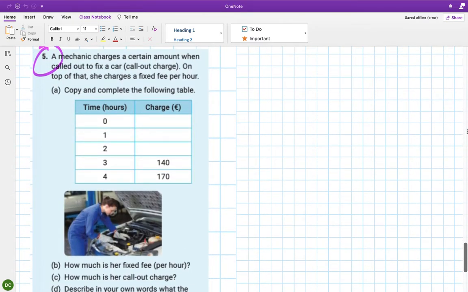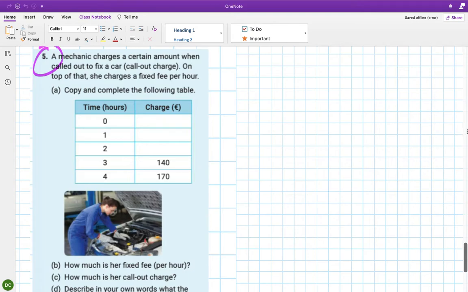So we'll go on here with the mechanic. A mechanic charges a certain amount when called to fix a car. It's called a call-out charge. So that'd be quite a normal thing. So if you need someone to come and fix your washing machine, just to get that person to come to the house normally costs about 60 or 70 quid. Plumbers, electricians, like people who fix gas boilers, they would all have a call-out charge. So even if they come out and they look at it and then they go, oh, I can't fix that, you still have to pay them their call-out charge. So that would be a normal thing.